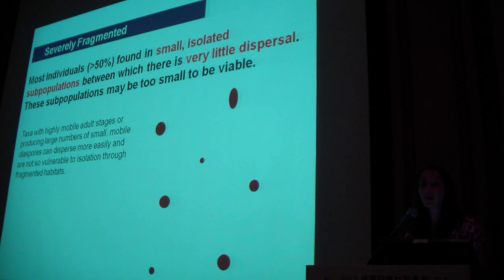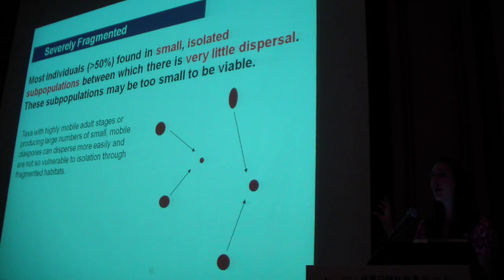So here, for example, if you have taxa with highly mobile adult stages, or that produce a large number of small very mobile diaspores or young, they can disperse more easily. So they're not vulnerable by this fragmentation. I mean, here we have different sized populations. They are in fact fragmented, but if any of those populations were to go extinct for whatever reason, they could be recolonized by the neighboring populations.